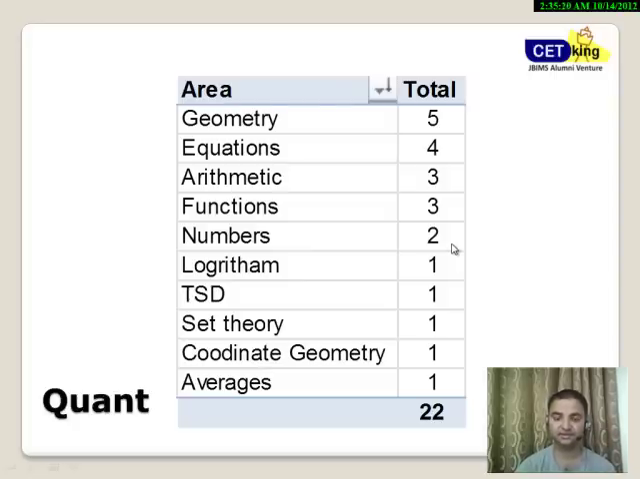Followed by equations. Good questions on equations. The typical equation question was missing, so these were more of polynomial equations. There were 2 questions on polynomial equations within equations, 1 question on simple equations and 1 on inequalities. Functions 3 questions, numbers 2 questions, no simple factors questions, little bit complicated questions here. Time, speed, distance, as usual, very difficult questions to do. So total 22 questions were there in my CAT paper.